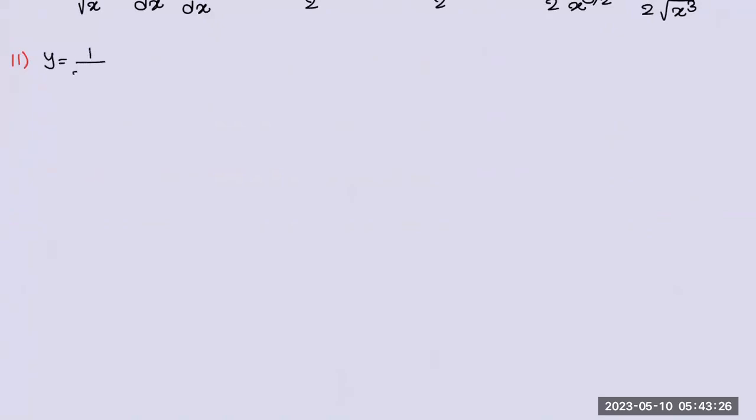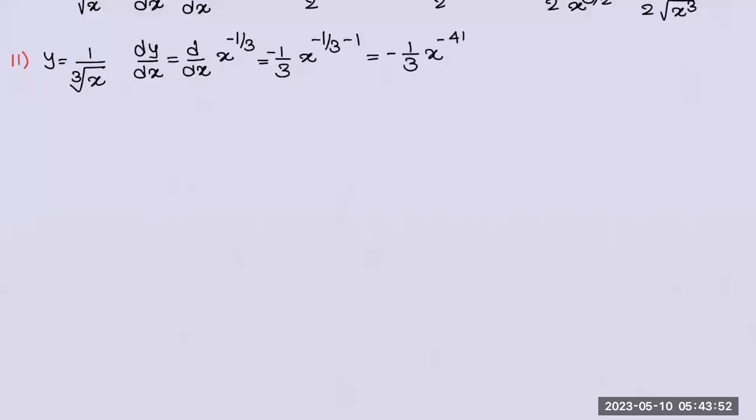Y is equal to 1 by cube root of x. Dy by dx is equal to d by dx of x power minus 1 by 3. Differentiation is n into x power n minus 1. That is equal to minus 1 by 3 into x power minus 4 by 3. Good. That's it. You can stop it here, or minus 1 by 3 into cube root of x power 4. That's the answer.